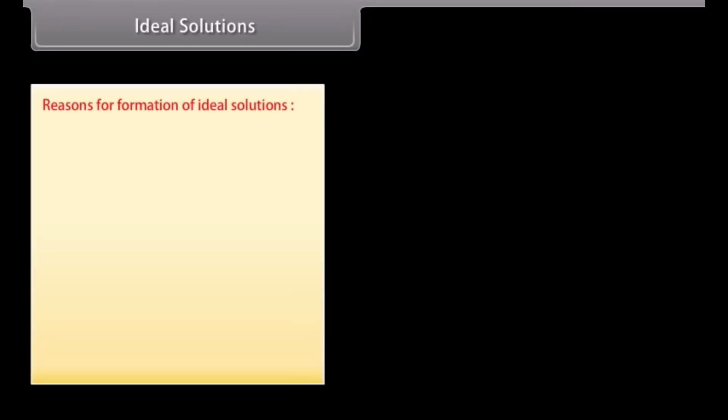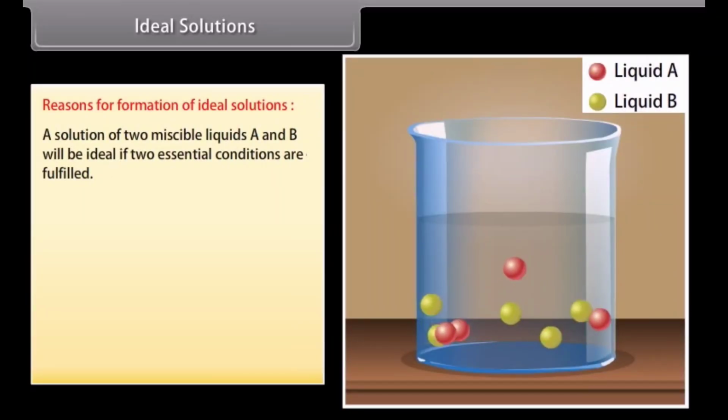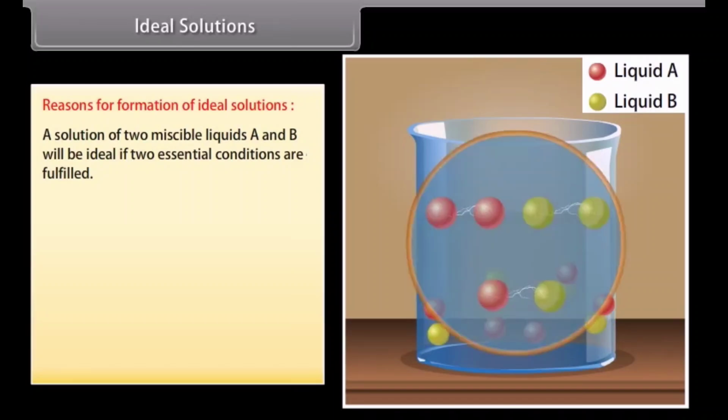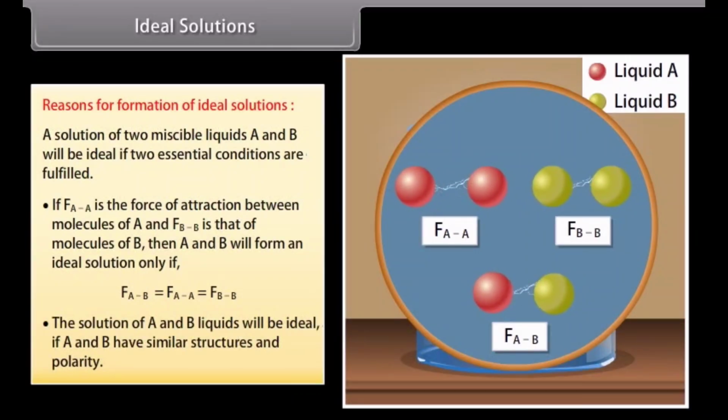Reasons for formation of ideal solutions. A solution of two miscible liquids A and B will be ideal if two essential conditions are fulfilled. If the force of attraction between molecules of A and B is equal to the force of attraction within molecules of A and the force of attraction within molecules of B. The solution of A and B liquids will be ideal if A and B have similar structures and polarity.